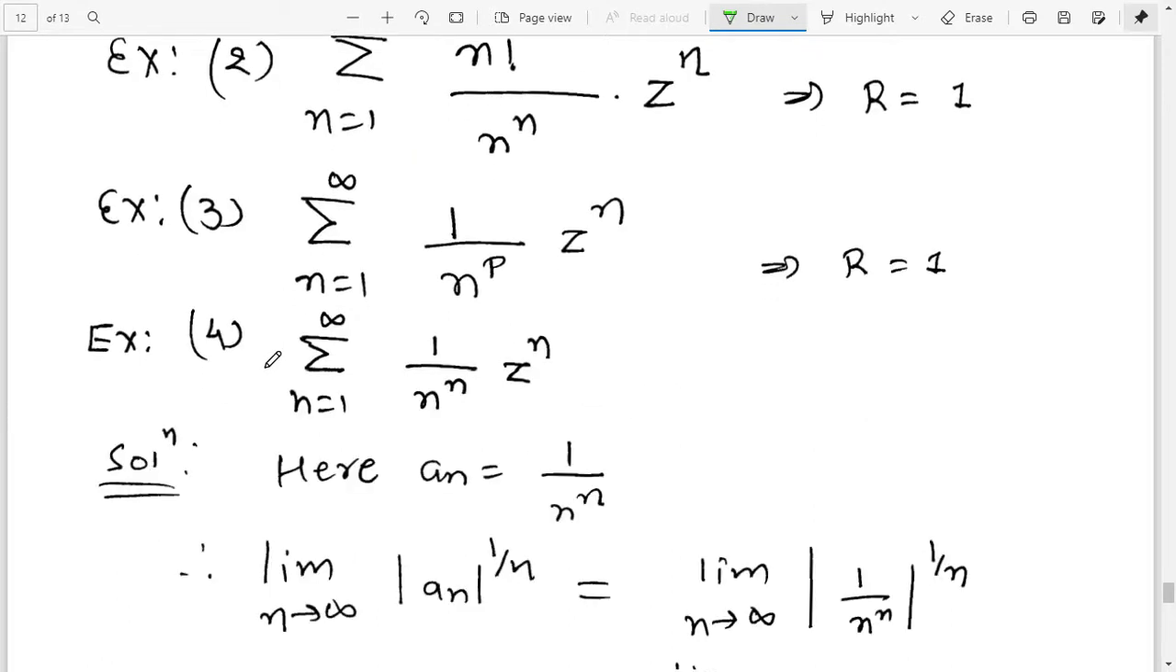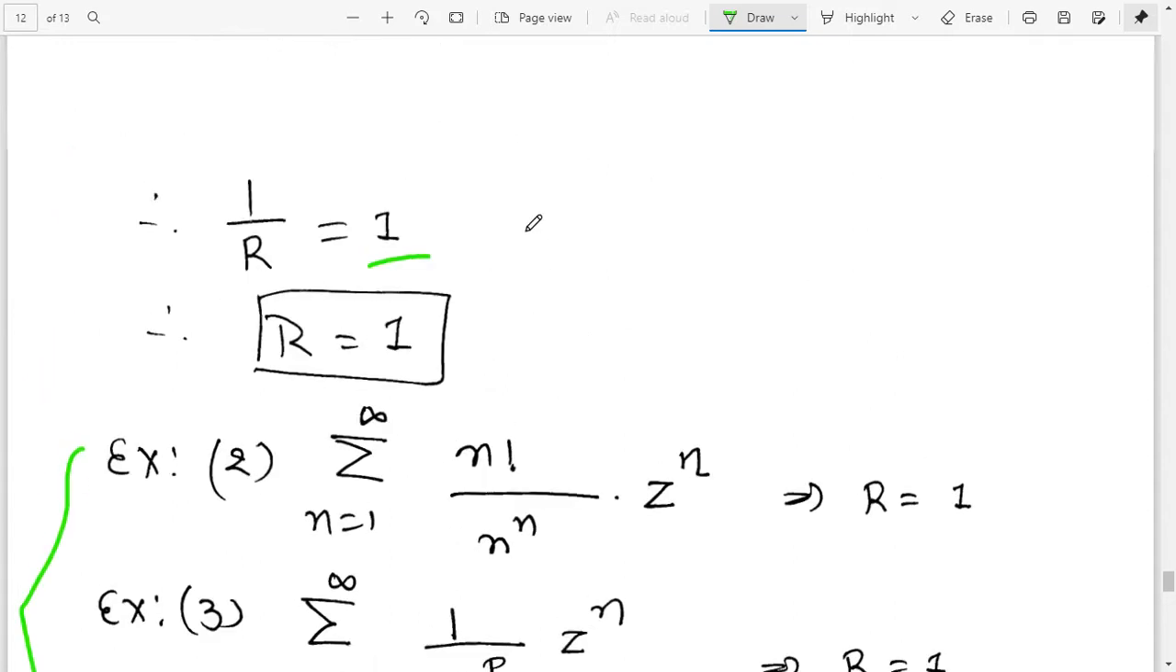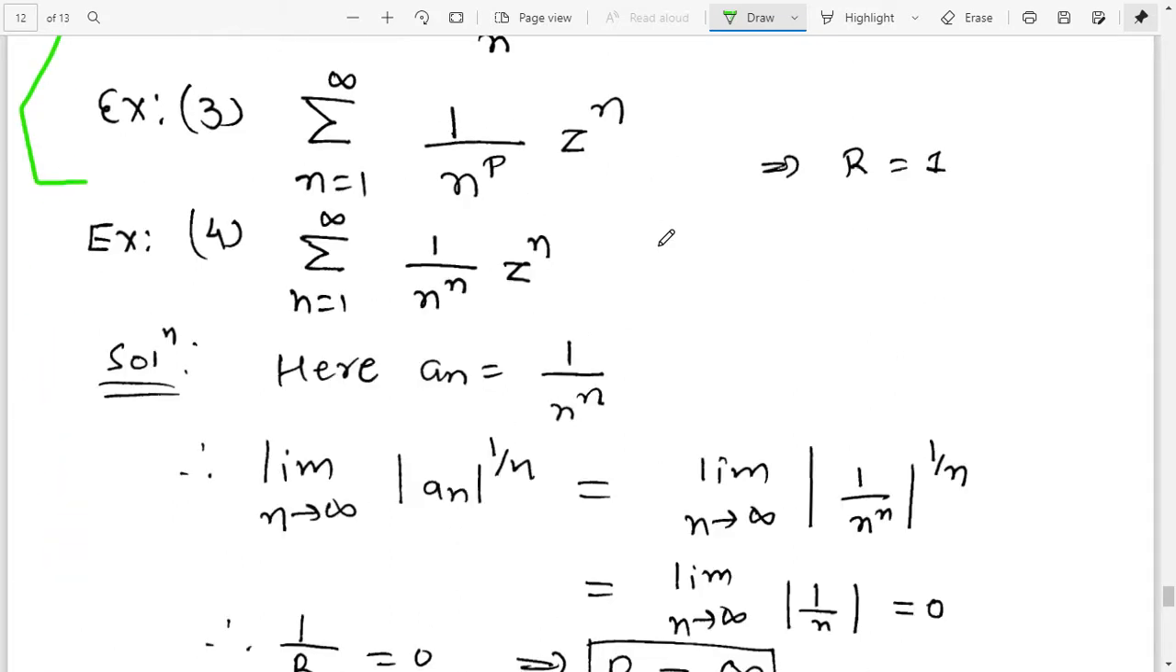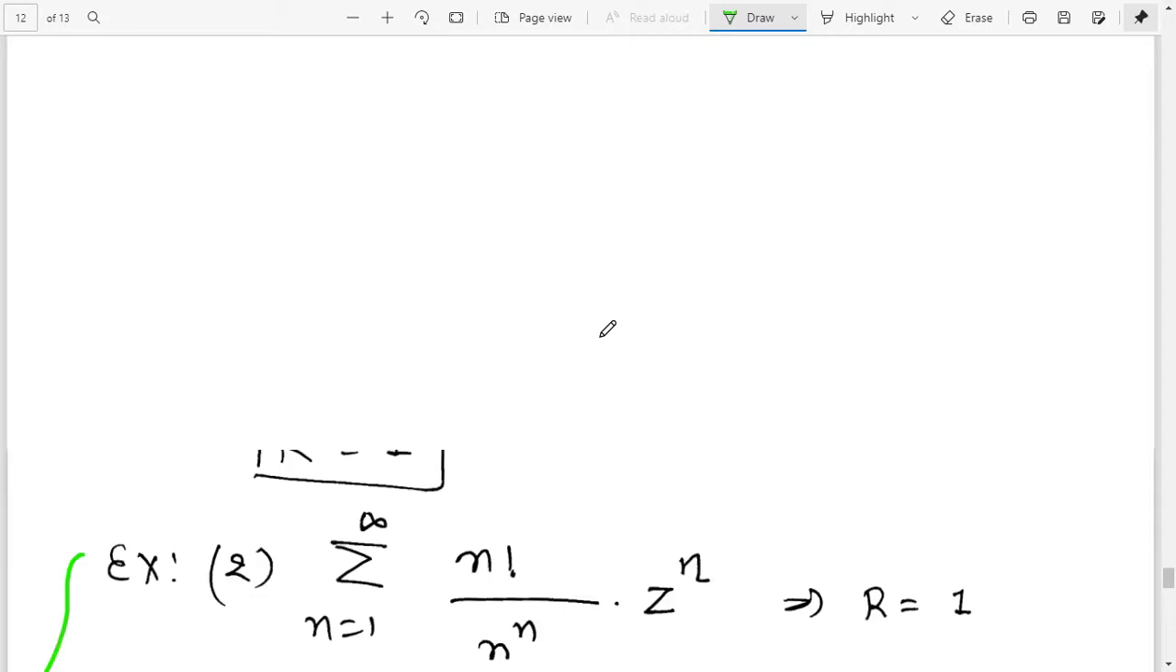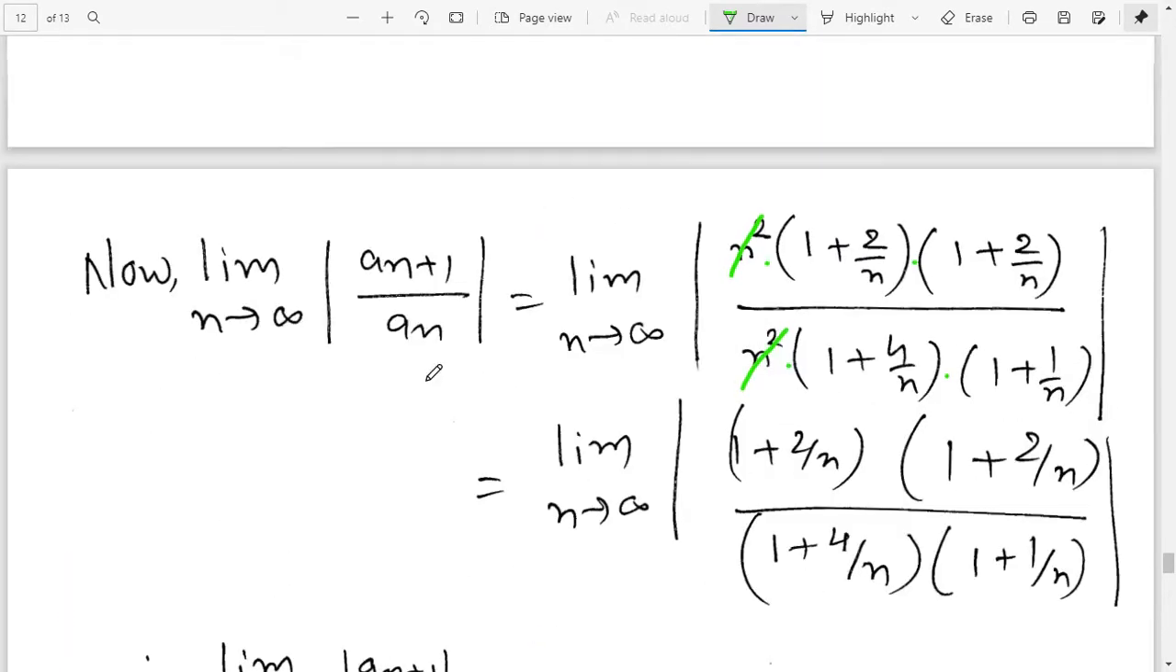And in the following examples we can use the similar method. We use this method.